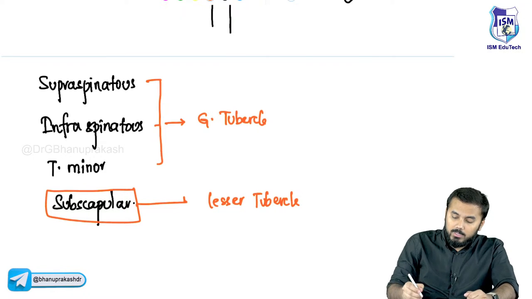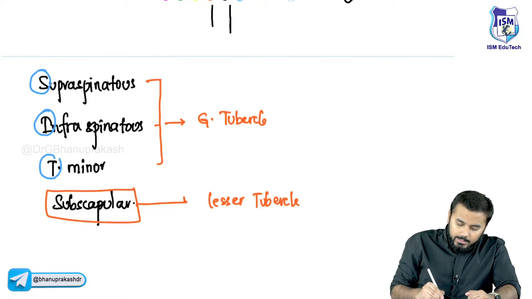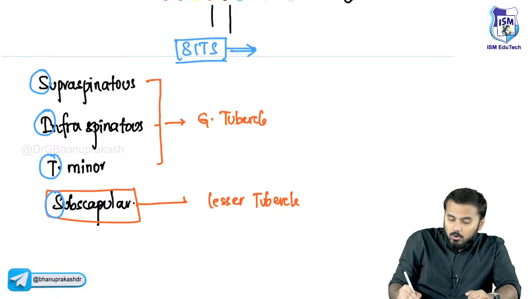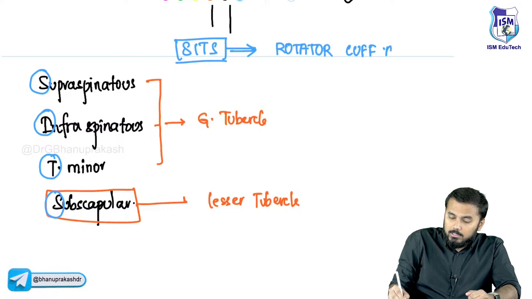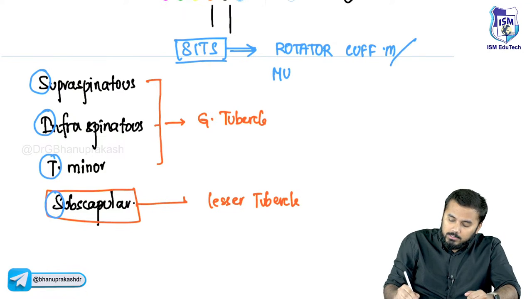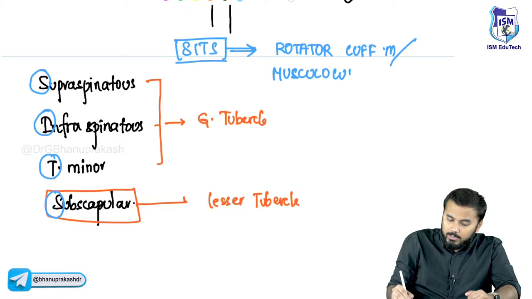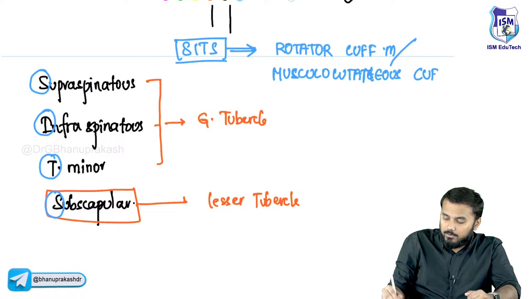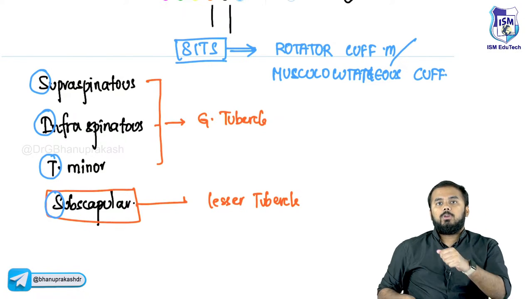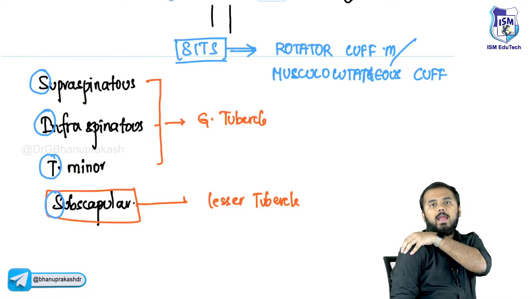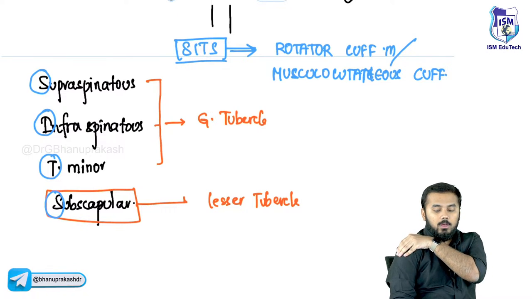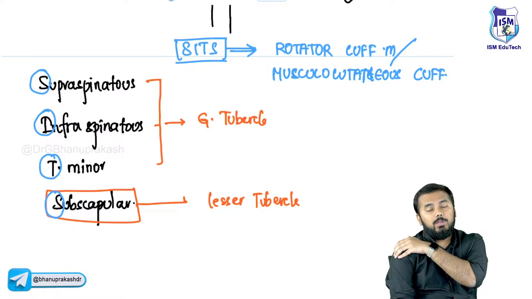Now, sir, what are these four muscles? These four muscles are SITS, and these muscles are called rotator cuff muscles. Or you can also call it the musculocutaneous cuff. Rotator cuff or musculocutaneous cuff. So exactly if I'm putting my hand over here, my entire hand is occupying the space of the rotator cuff muscles like this. Why rotator cuff muscles are very important, I will tell you.